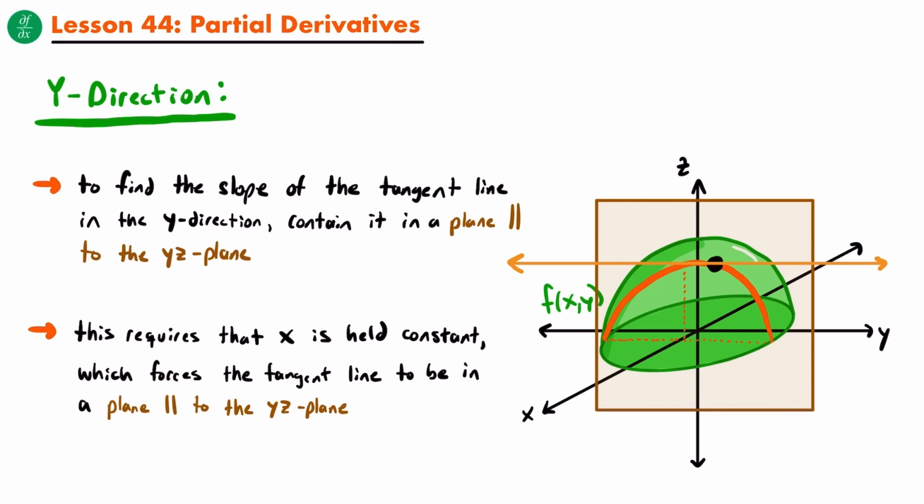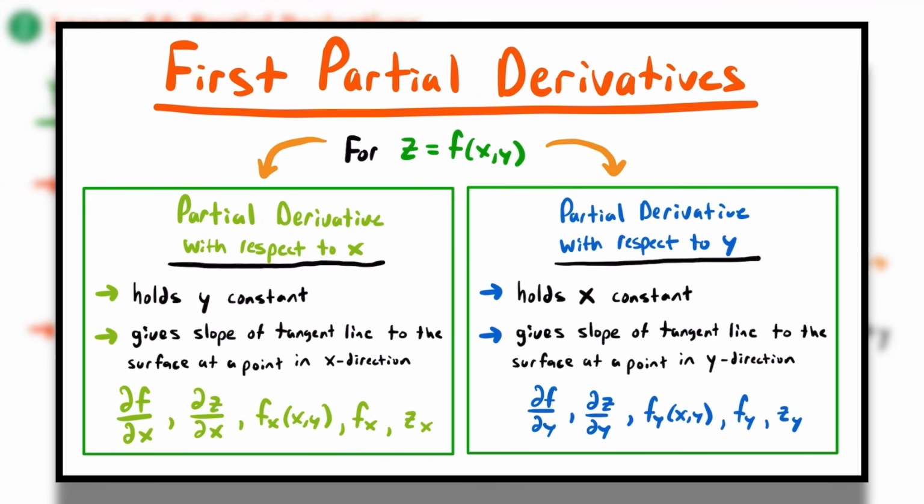And so more formally, here's how we define partial derivatives. For a multivariable function represented by z equals f of x, y, so we are looking at a function of two independent variables here, this multivariable function has two different partial derivatives. There is a partial derivative with respect to x and a partial derivative with respect to y. A partial derivative with respect to x holds y constant, and it gives the slope of the tangent line to the surface at a point in the x direction.